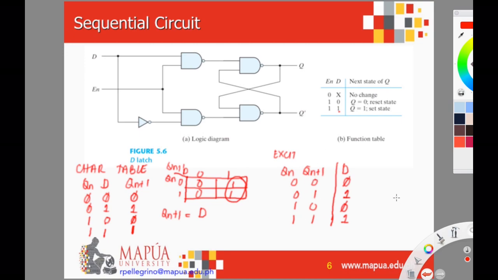Okay, so do I have to write the circuit or the equation for this? No need.